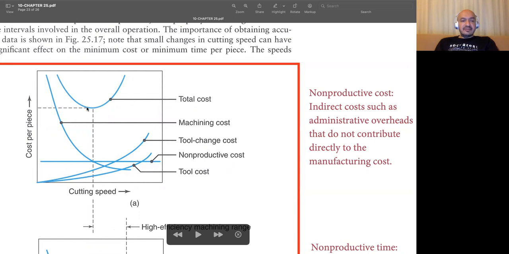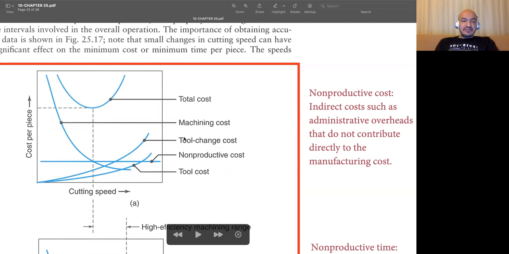Now let's have a look at some subcomponents of total cost. I can simply say that this total cost is the summation of these four items. As you see, we have a constant term here. It's non-productive cost, so it's not related to the cutting speed. That's why, regardless of the cutting speed, it's always constant. In this non-productive cost, we have some indirect costs like the overheads, the money you are paying for the building, the money you are paying for other auxiliary services. So that's why it's independent of cutting speed.